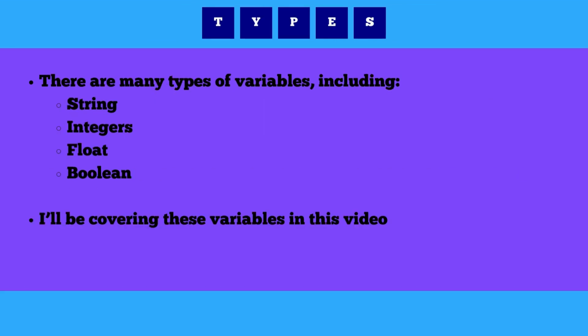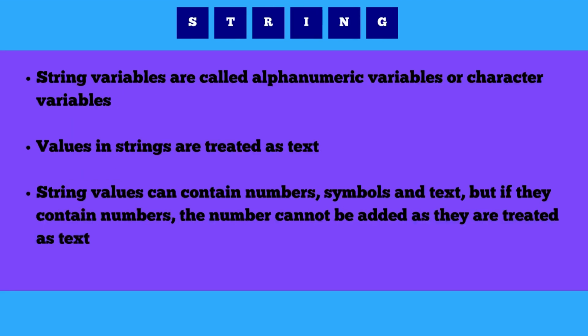Here are some types of variables that we will be covering today. These are string, float, integer, and boolean values. Now, I'll get more in detail. Firstly, I'll be talking about strings.